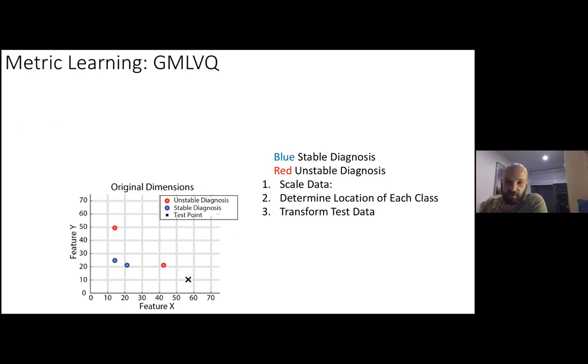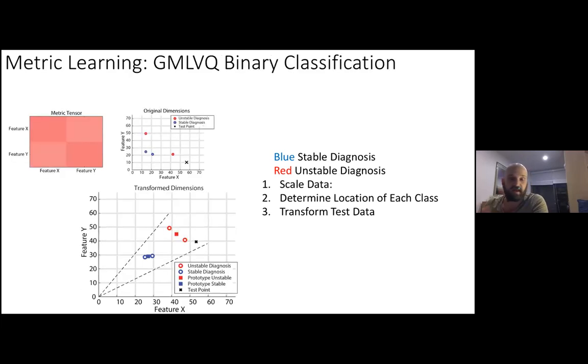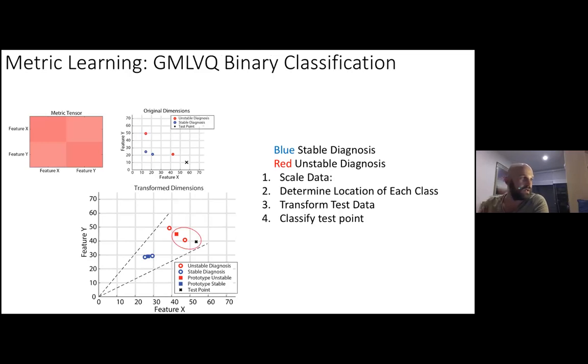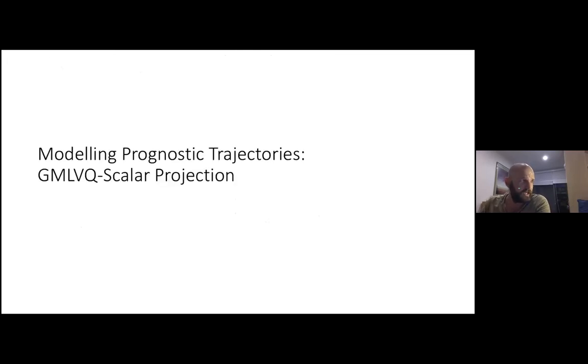Now, if we have our test point, again, this is all baseline data, we just scale the data to start with, and then we see where they fall in reference to these prototypical locations. In the binary sense, we would just say that this person has an unstable diagnosis based on their baseline data. So this is the binary classification problem. Except what we wanted to do was pull some more information from this trained classifier and make some continuous predictions.